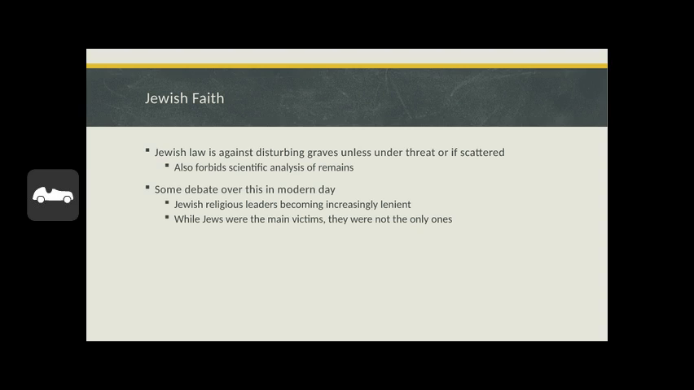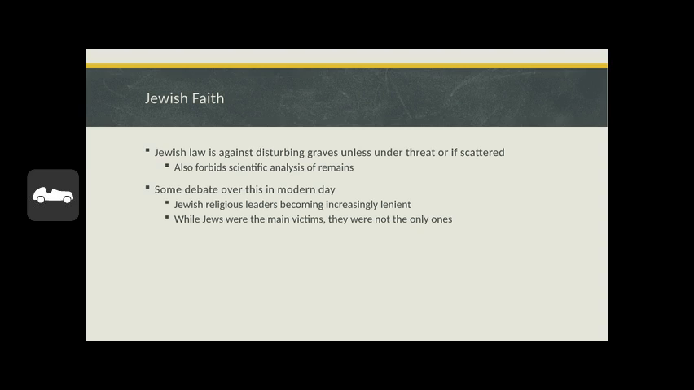However, there is some debate over this in modern day. Many Jewish religious leaders, while acknowledging and respecting their beliefs, understand that this isn't a very typical black and white situation. The individuals who died during the Holocaust were seriously wronged and were not allowed a respectable burial. So there are some who understand the benefits of allowing for these remains to be identified and buried properly.